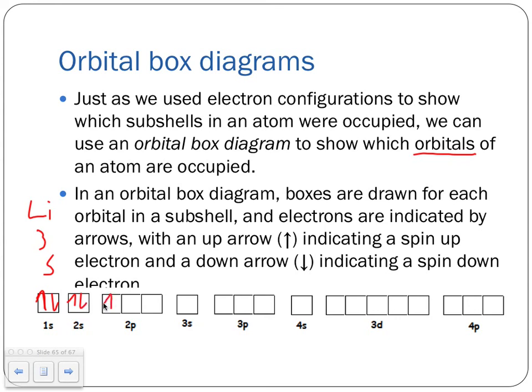What about 6? Can't double up because it's in the same subshell. Remember that according to Hund's rule, they have to be in different orbitals until all the orbitals in that subshell have at least 1 electron. Once they're all occupied, then it doubles up. So we have 5, 6, 7, and then 8, 9, 10 right here. Now the 2p is filled up, so let's go to 3s.